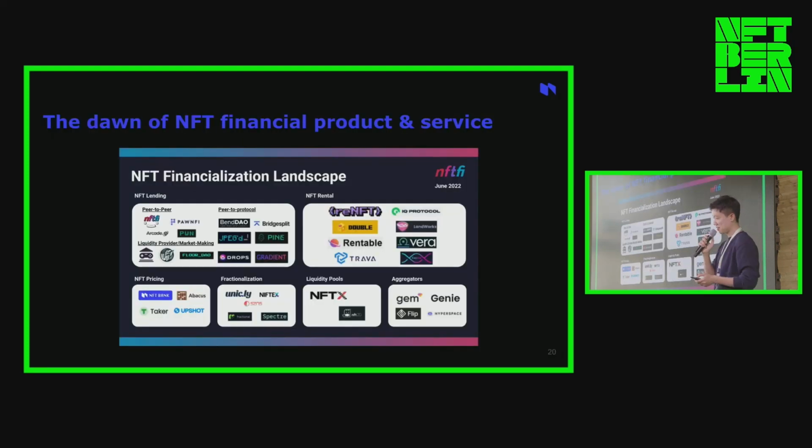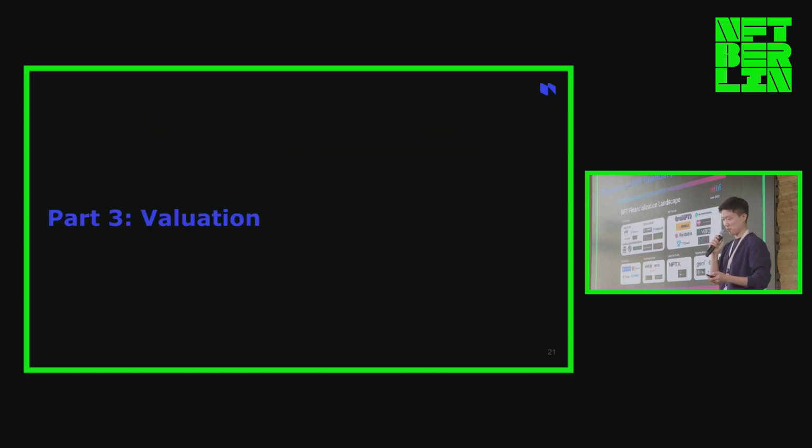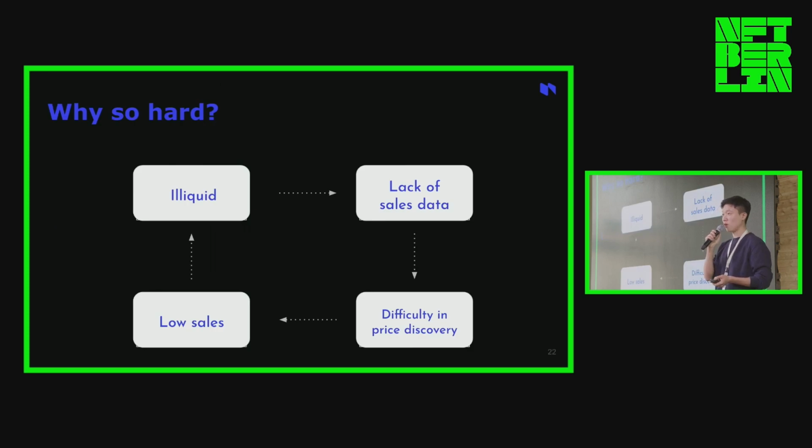I got this from NFTFi. It's the dawn of NFT financial products and services: NFT lending, rental, pricing, fractionalization, liquidity pools, and aggregators. And all these products need our valuation model, of course. So let's dive into the valuation model. Why is it so hard? NFTs are illiquid, with a lack of sales data. Difficulty in price discovery, again, low sales. The vicious cycle goes on and on.